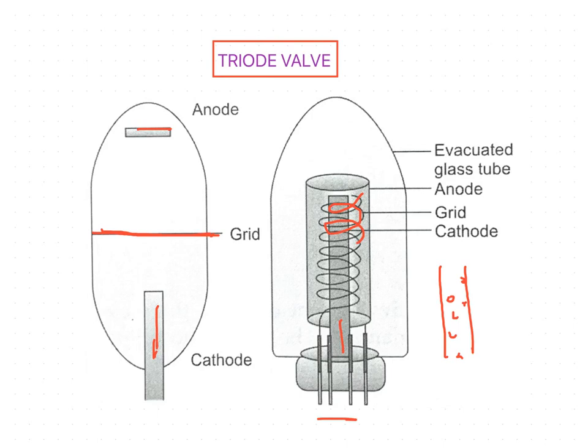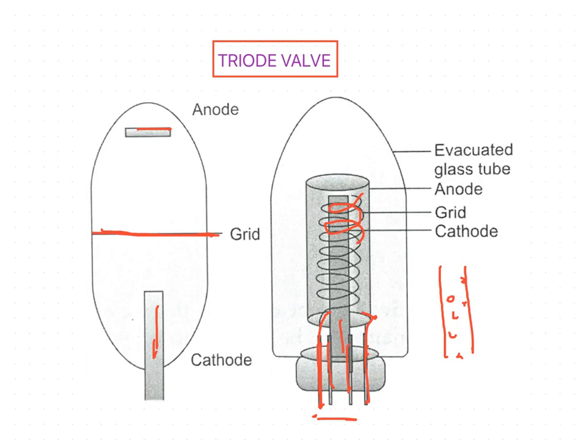A lead from the grid is brought to a pin outside the base of the valve. There are 4 pins in the triode valve. We have seen the diode valve has 3 pins, 2 for the filament and 1 for the plate. Here the additional pin is for the grid. So in total there are 4 pins: 2 for the filament, 1 for the grid and 1 for the plate, that is the anode. You can see the anode is connected to this pin.